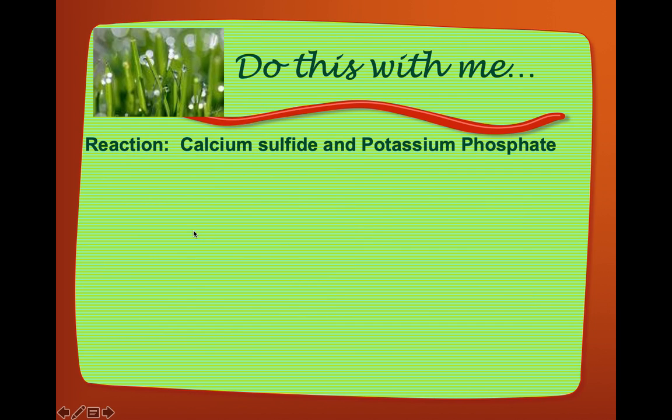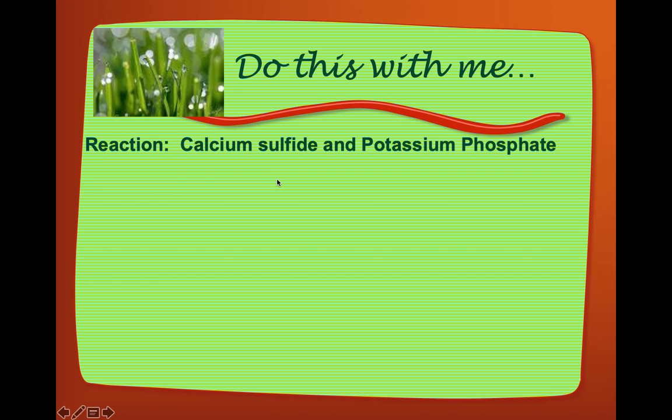So go ahead and do this with me. This is the reaction that I'm going to use to teach you how to write a complete and net ionic equation. So I'm mixing together calcium sulfide, that's a compound solution, and I'm mixing together potassium phosphate. That's the other solution. So if this was in our lab, I would take 2 to 3 drops of this and put it in the well plate, and then 2 to 3 drops of this and put it in the well plate. And when I did that, I would have seen a precipitate form. It would look cloudy or chalky or chunky or something like that.